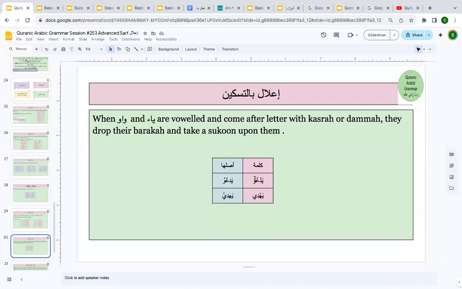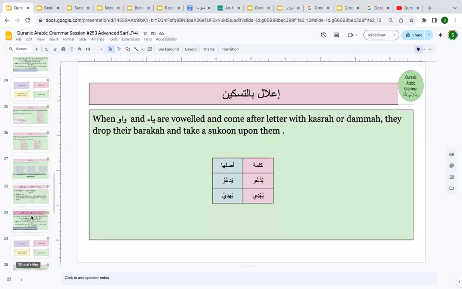There will be إعلال بالقلب, because waw and ya are going to change into alif, as Sister Faiza has typed. It is not going to be إعلال بالتسكين. Is this clear to all of you? Because if it is yarju, or no, yarju is the other way. Let me give you another example.